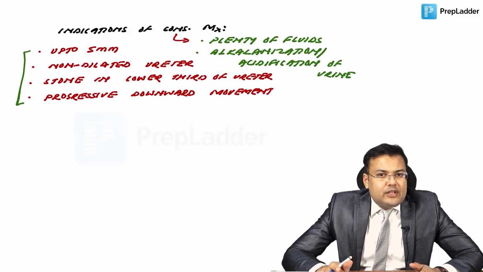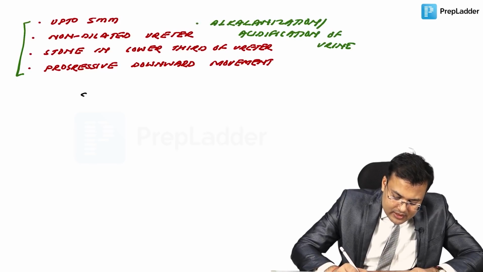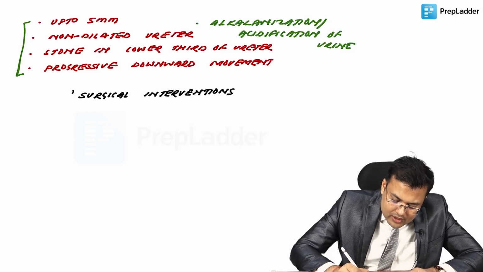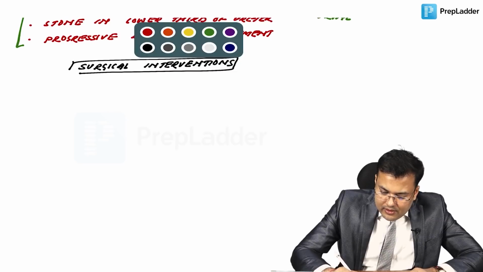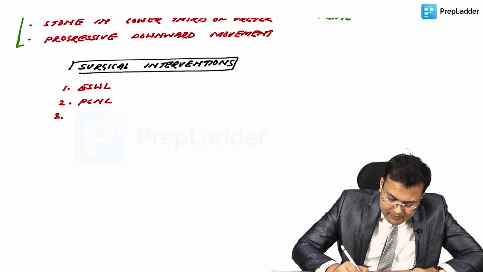But suppose this criteria is not fulfilled, if the size of the stone is bigger or patients are having certain complications. In those cases, we have to go for what? Surgical interventions. So, what are the surgical interventions done? What are the options for renal stones? First, we have ESWL, we have PCNL, we have URS, we have LSS, and we have OSS.